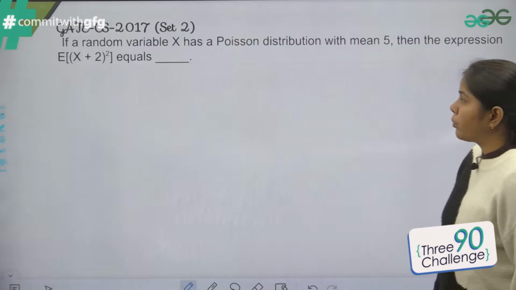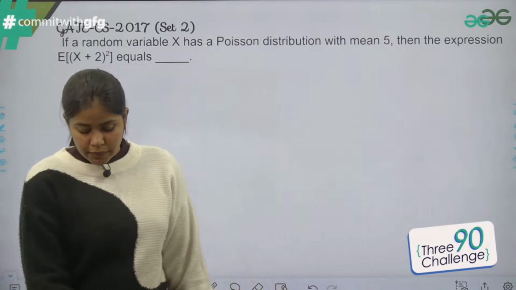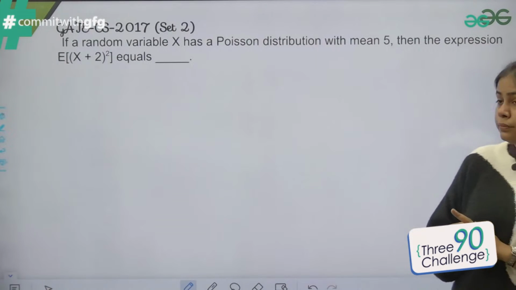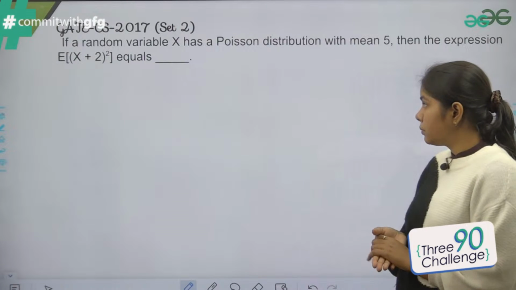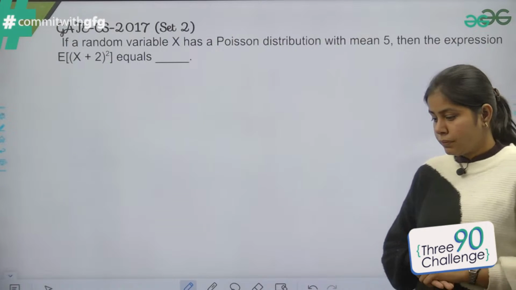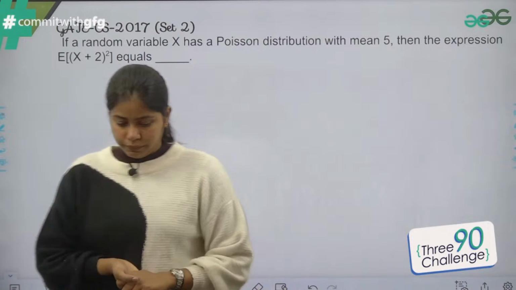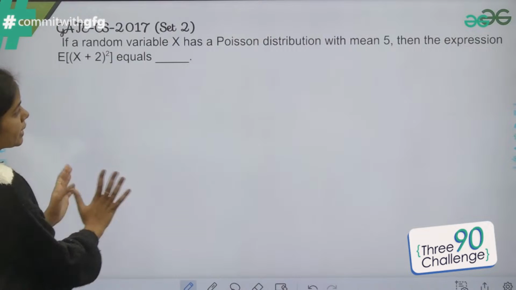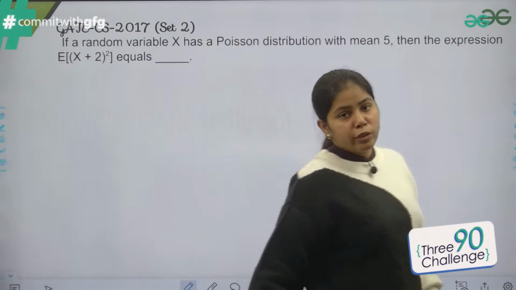So this is another question from GATE CS 2017 based on Poisson distribution. Tell me what would be the answer here, guys. Solve it. Let me know how we would solve this question. If a random variable x has a Poisson distribution with mean 5, then the expectation of (x plus 2) whole square would be.